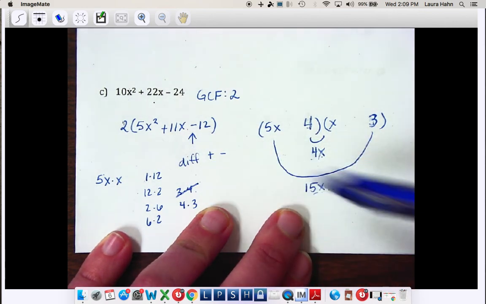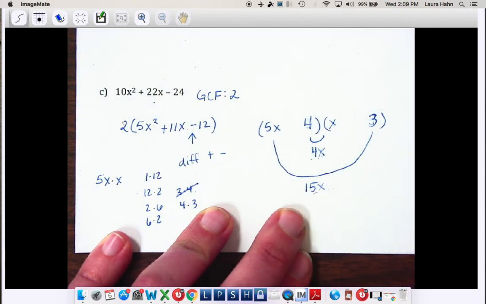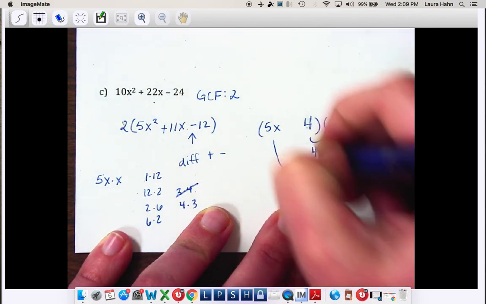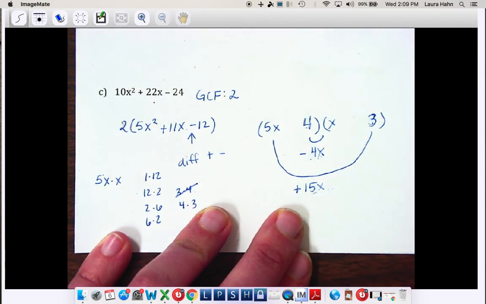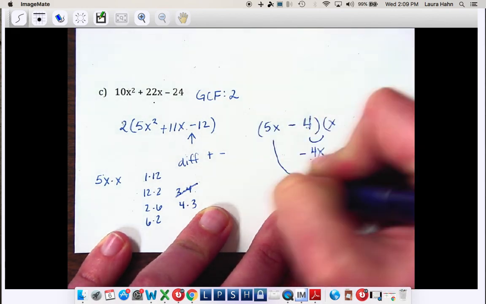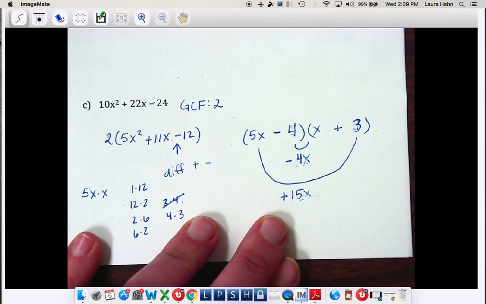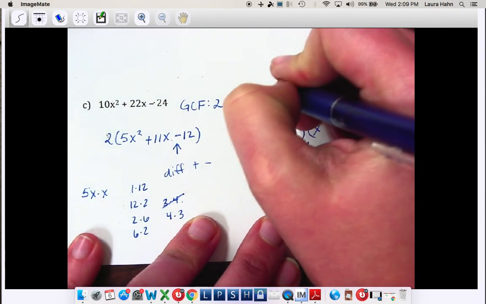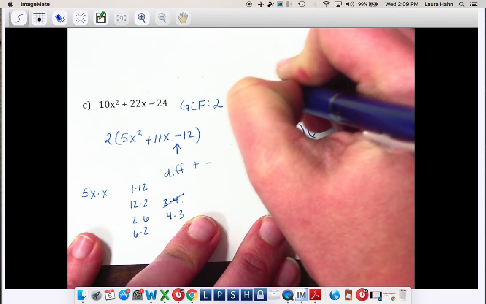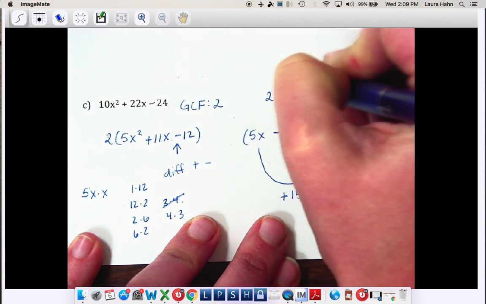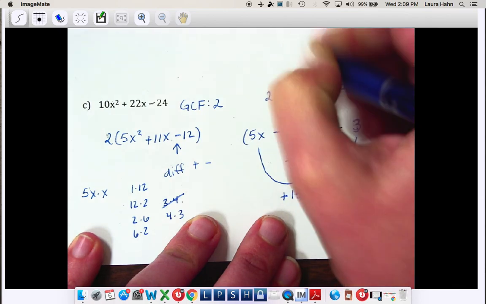Okay, well, we said the signs would be different. Well, if I want a positive 11, I know a positive 15 and a negative 4 will give me a positive 11. So my minus sign goes here. My plus sign swings on around. All right, so I just can't forget that my final answer is going to have that 2 out front. So 2 times 5x minus 4 times x plus 3.